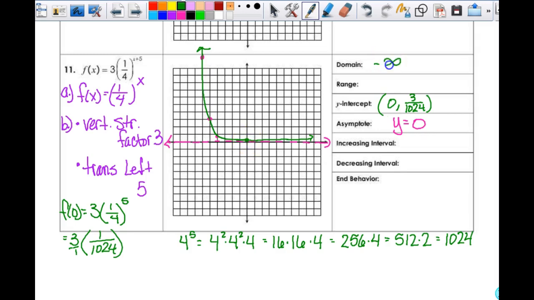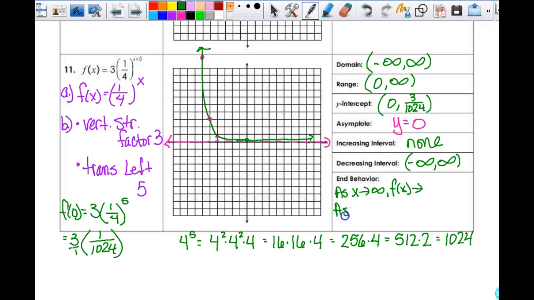My domain, negative infinity to infinity. What's the range? 0 to infinity. Is it increasing anywhere? Nope. And it's decreasing where? Everywhere. And then my end behavior. As x approaches infinity, f of x approaches, as x approaches negative infinity, f of x approaches. So as x approaches infinity, f of x approaches what? 0, and this would be infinity.